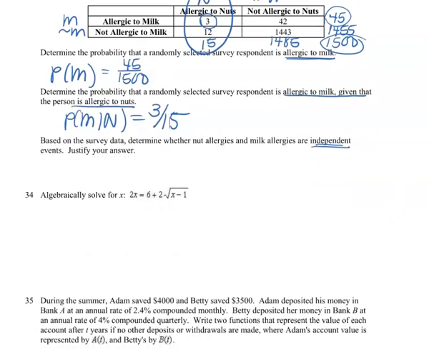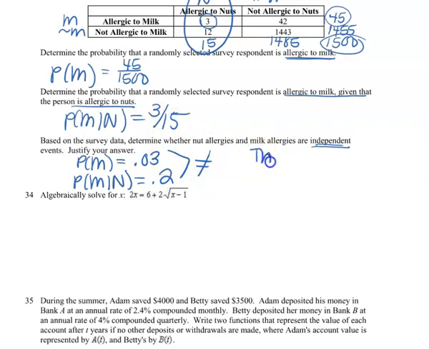Based on your survey, determine whether nut allergies and milk allergies are independent. Well, guess what, guys? You just computed it. Probability of milk is 45 out of 1,500, which is 0.03. Probability of milk given being allergic to nuts is 0.2 if I do that division. Those are not equal, and that is how you assess independence. So since they are not equal, they are not independent.